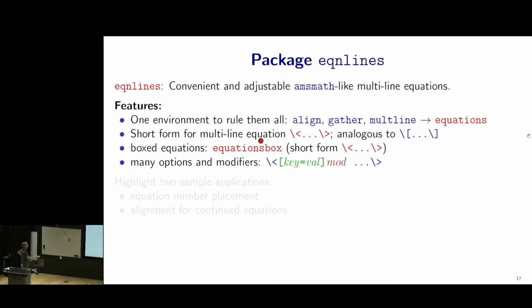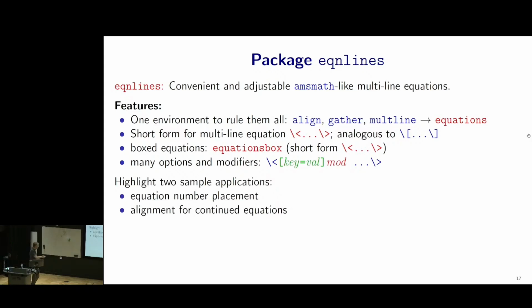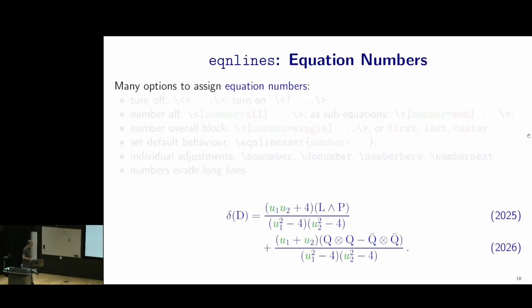You can also put them within equations as a box and use the same short form. But maybe most importantly, you can also, and most of the time you won't need that, modify the appearance of your equations. I want to highlight two sample applications again. How about placing numbers in equations, or how about changing the alignment?